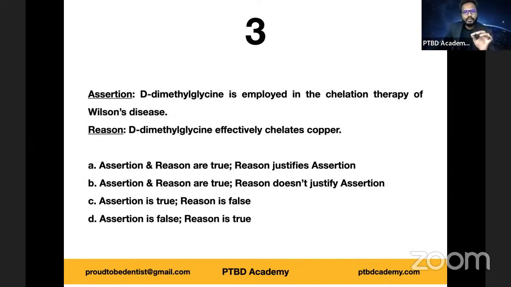See, often we miss out on this justification. Sometimes both statements can be true, but if there is no justification, you should choose option B. But in this particular context, since there is effective chelation and we're employing it for chelation therapy, which is obvious. So D-penicillamine, which was introduced way back in 1956, is the first oral agent for treating Wilson's disease.